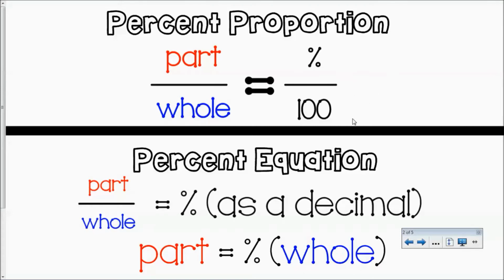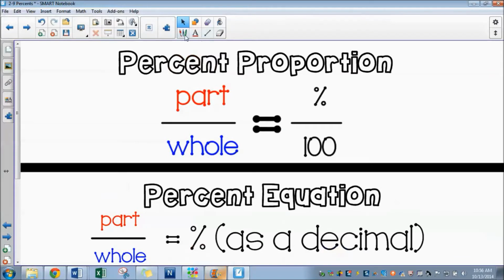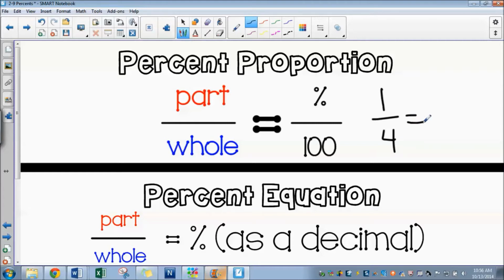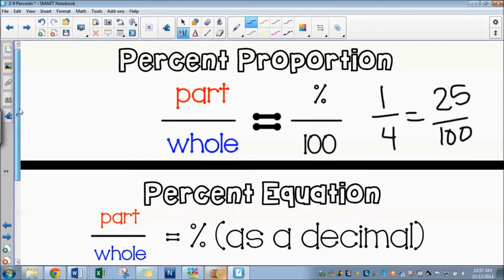So if we're talking about, you're hitting 1 out of every 4 free throws. That's going to be like having 1 out of 4, 1 is the part, 4 is the whole, is equal to, and then I want to know what percent that is. Well, you should know that that is 25%. And percents compare a number to 100. So we can agree that 1 over 4 is equal to 25 over 100.